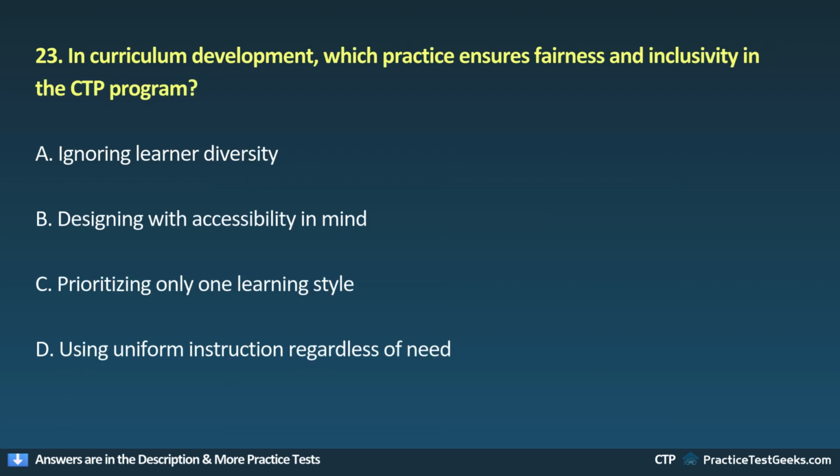23. In curriculum development, which practice ensures fairness and inclusivity in the CTP program? A. Ignoring learner diversity. B. Designing with accessibility in mind. C. Prioritizing only one learning style. D. Using uniform instruction regardless of need.